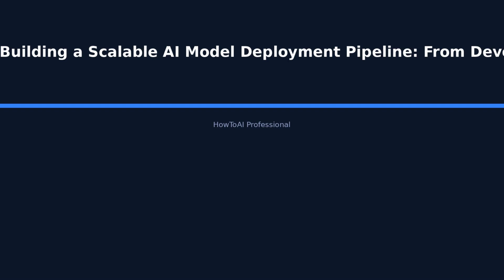4. Orchestration. Orchestrating the deployment of your AI models can be a complex task, especially if you have multiple models or microservices.